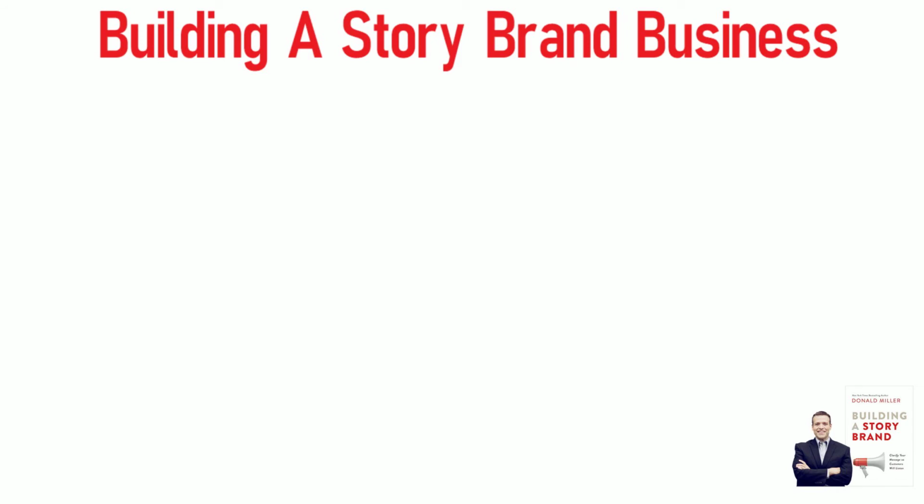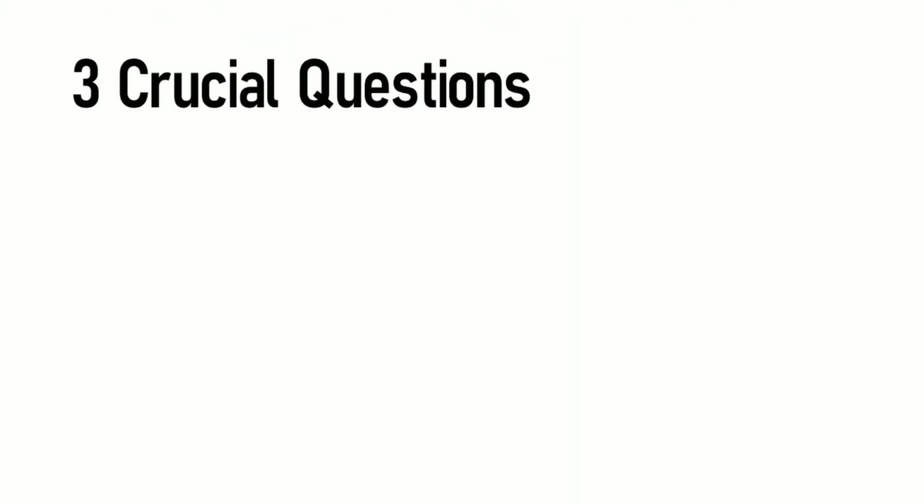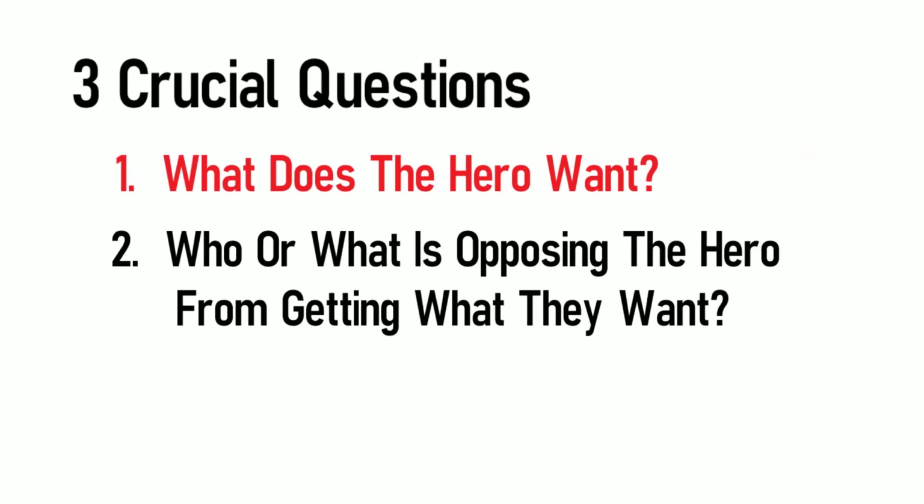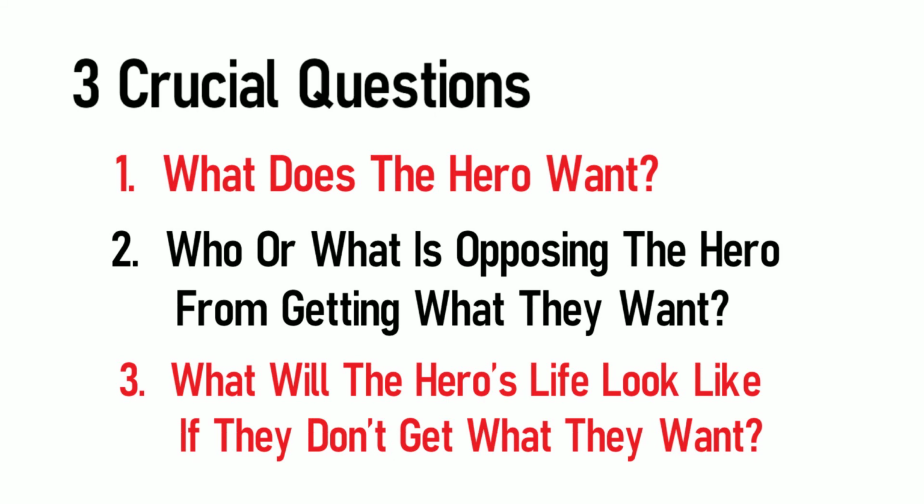So in every story, to make sure it's working, there are 3 crucial questions an audience must be able to answer. If they cannot do this, the story is not fully developed. So these 3 crucial questions that Mr. Miller shares are: 1, what does the hero want? Number 2, who or what is opposing the hero from getting what they want? And number 3, what will the hero's life look like if they don't get what they want?